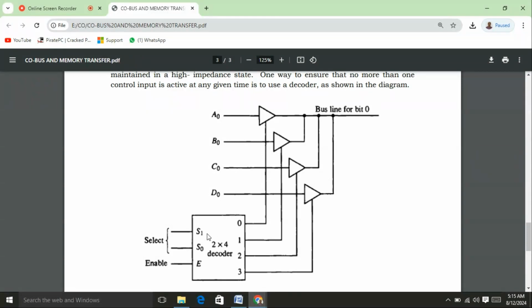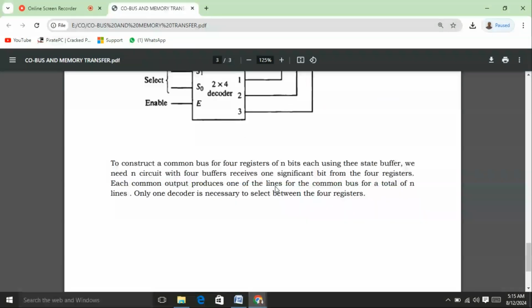S0 S1 values are 0 0. The 0 output of the decoder is enabled and acts as a control input to the first buffer, like this. I hope you can understand this one.